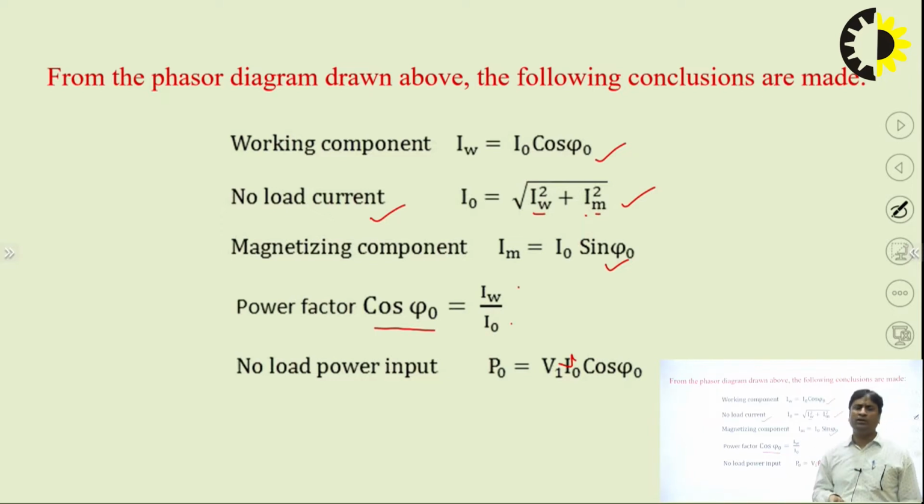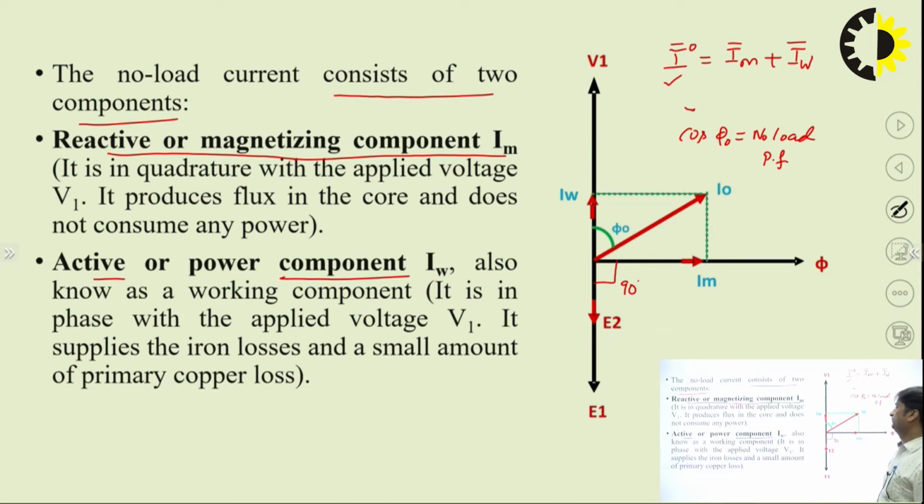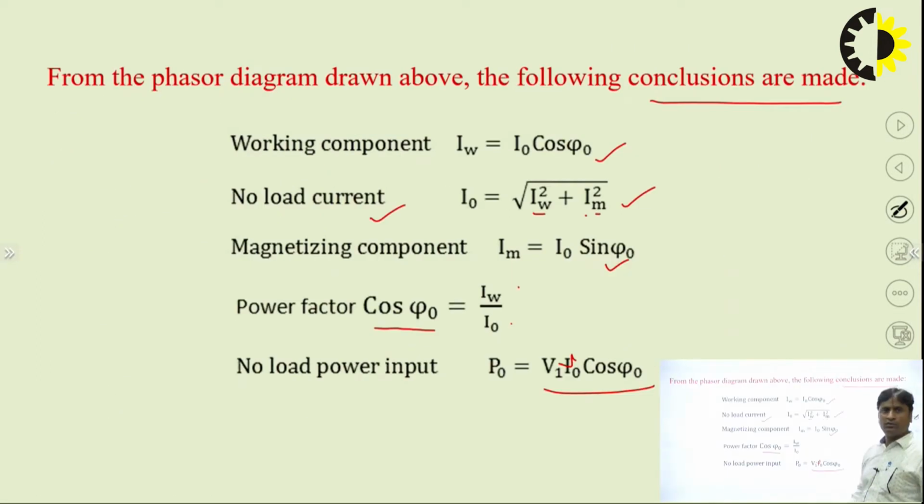So it's easy to understand the components and to find the value of the no load power factor. How can we find the input power? The no load power input, which is responsible for the core loss, is given by V1 I naught cos phi naught. Okay, so this is a conclusion which can be drawn from this phasor diagram.